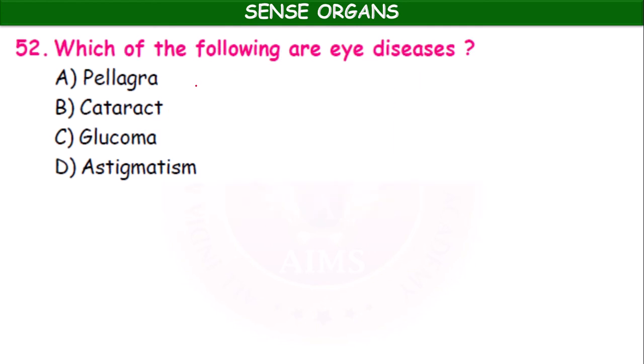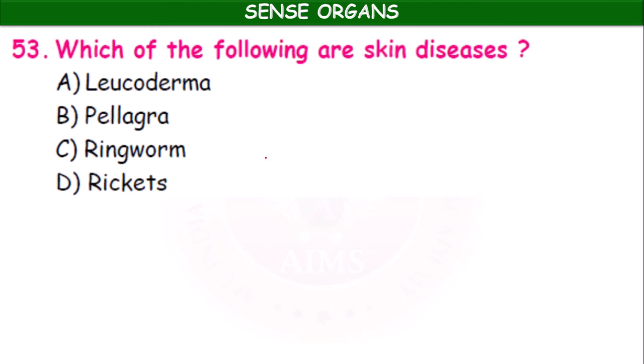Which of the following are eye diseases? Pellagra, cataract, glaucoma, astigmatism. Here pellagra is a skin disease; cataract, glaucoma, astigmatism are the diseases of the eye. Which of the following are skin diseases? Leukoderma, pellagra, ringworm, rickets. Leukoderma, pellagra and ringworm.